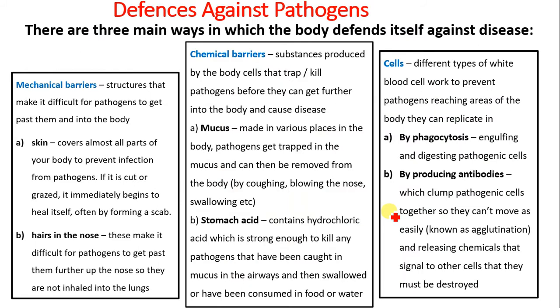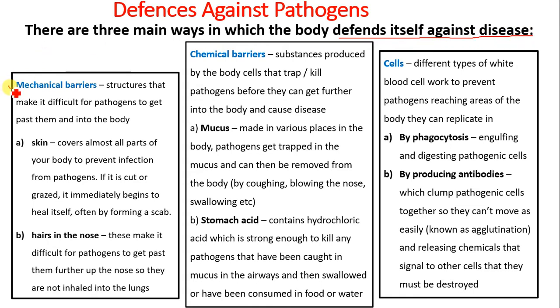So let's look at defense. How does the body defend against pathogens? There are three main ways in which the body defends itself against diseases.